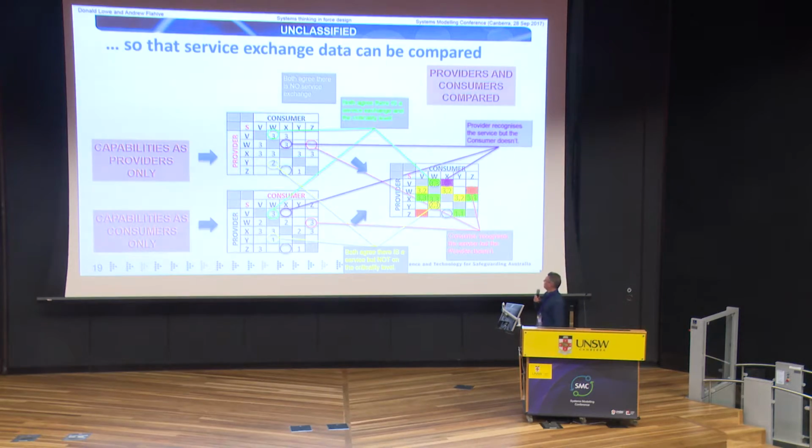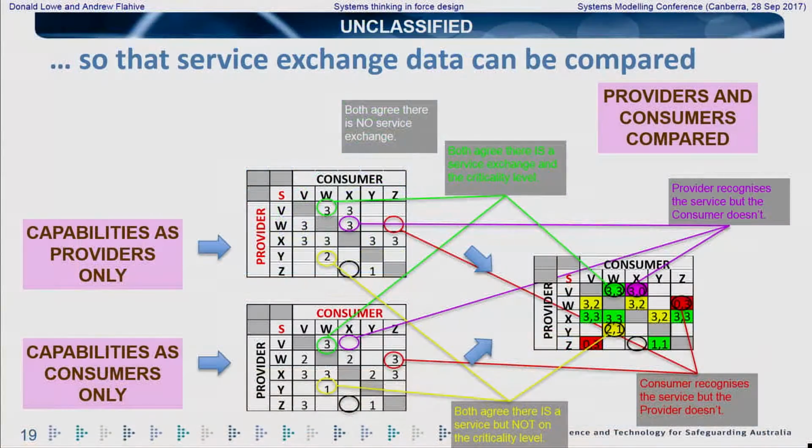So we can end up with a matrix like this, where green shows the agreements. Yellow shows general agreement but some criticality disagreements. And red says that there's quite a major problem that you need to talk through.